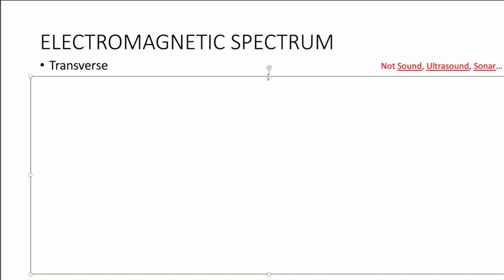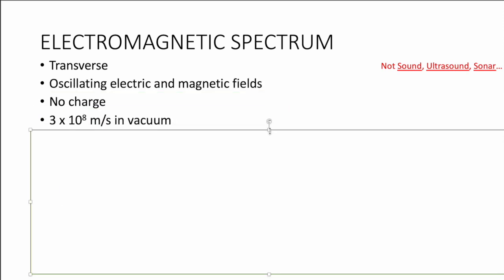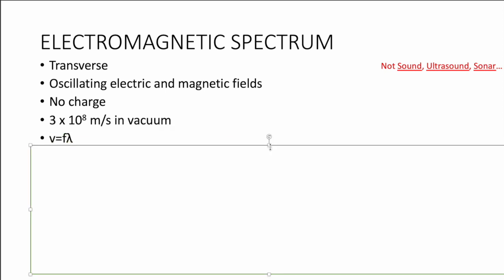They have oscillating electric and magnetic fields, no charges. They all travel in vacuum at this speed, 3 times 10 to the power 8 meters per second, and they follow this formula, v equals f lambda, another formula. So same, if you have been following this channel for a while, you know that in physics you need to do your extraction and then this is a formula, go and throw it. It's a very simple maneuver.